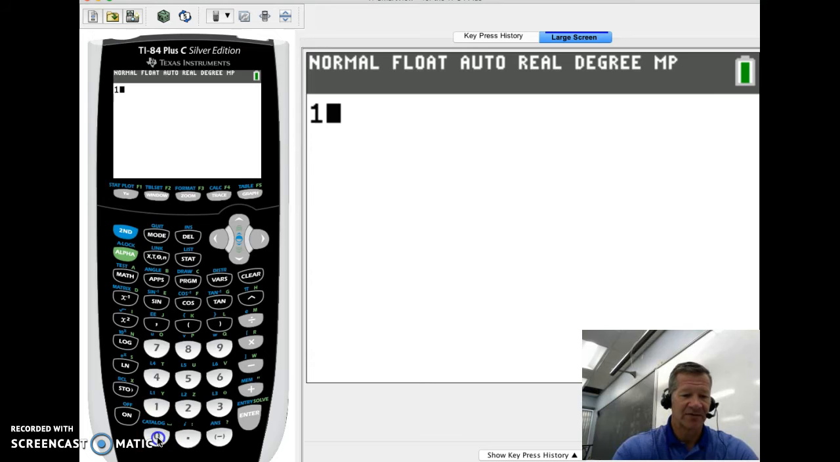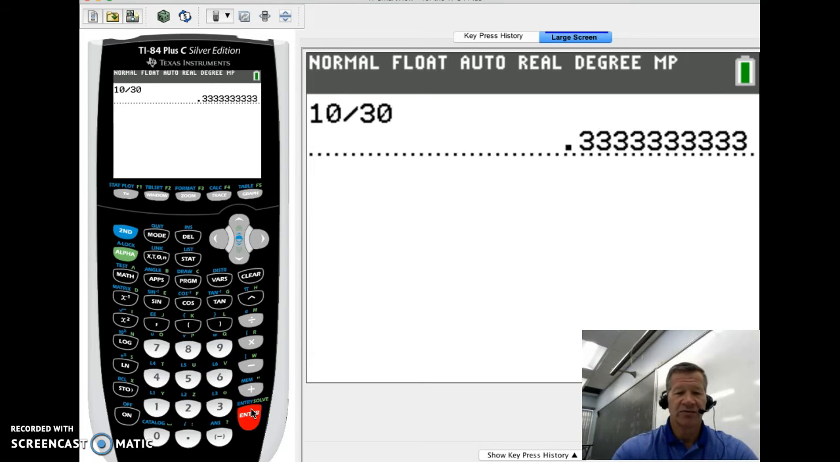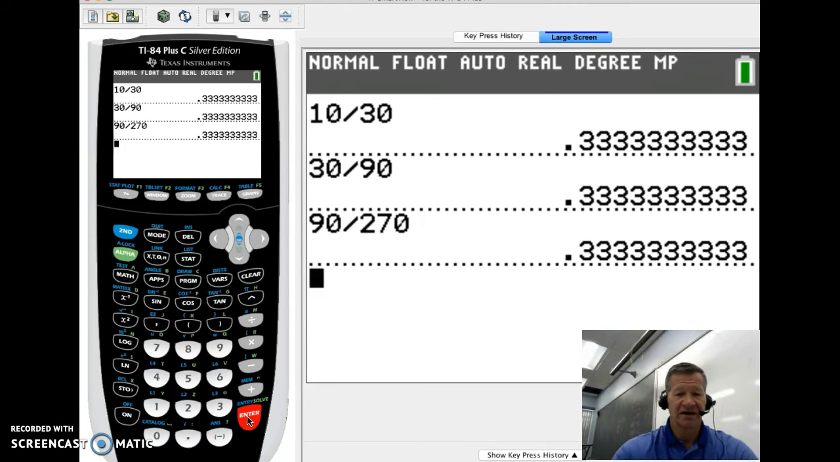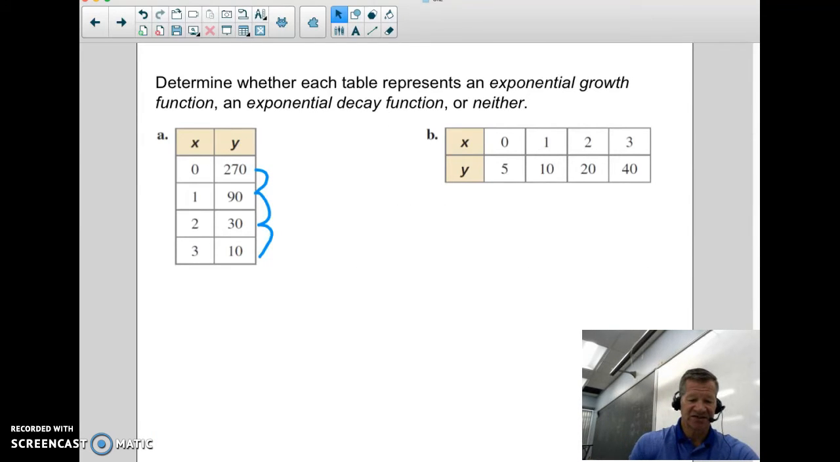I'm going to start at the bottom of the table, 10 divided by 30. That gives me 0.3 repeating. If you were in fraction mode on your calculator, it would say 1/3. So if you get 1/3 on your calculator, that's the reason why. 30 divided by 90, same thing. 90 divided by 270. And look at that, I get 0.3 repeating every single time. So that tells me that this is exponential, that there's a ratio of 0.333 every time.